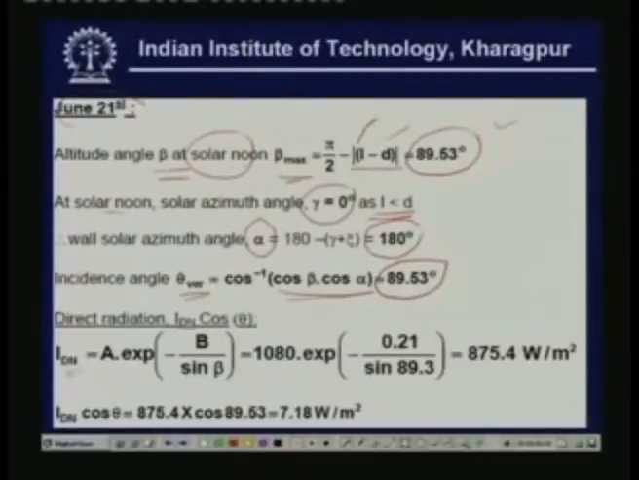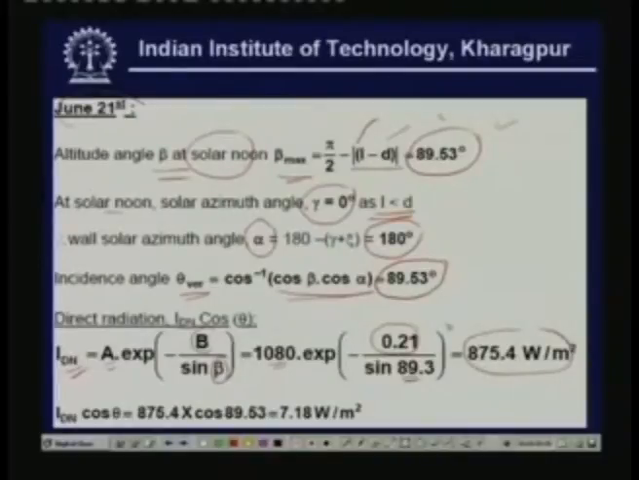So, first let us find out IDN. From the ASHRAE model, IDN is given by A multiplied by exponential of minus B by sin beta, where beta is the altitude angle, that is 89.53 degrees, and A is 1080 for summer. B, which is called the extinction coefficient, takes a value of 0.21 for summer. These aspects I have discussed in the last lecture. Substituting 1080 for A, 0.21 for B and the value of beta, you find that the direct normal radiation is 875.4 watt per meter square.